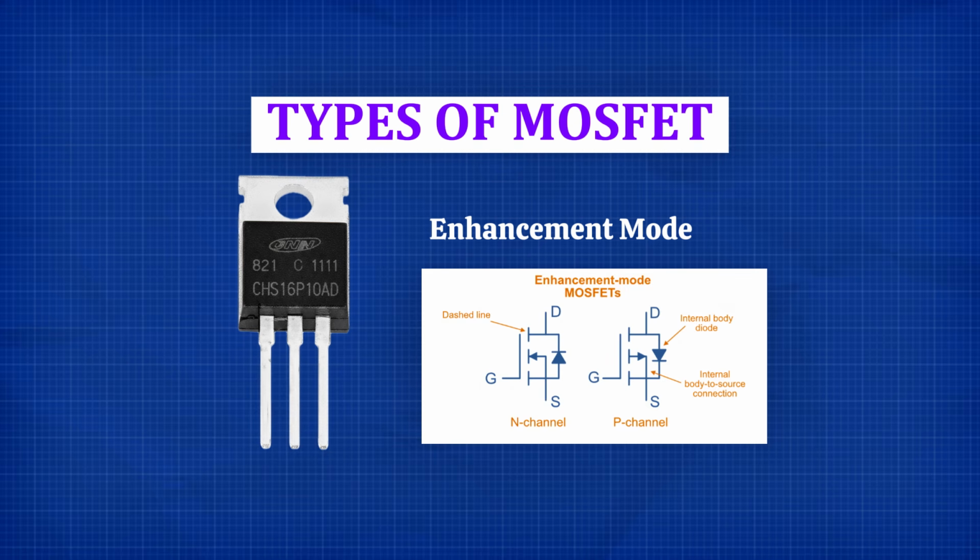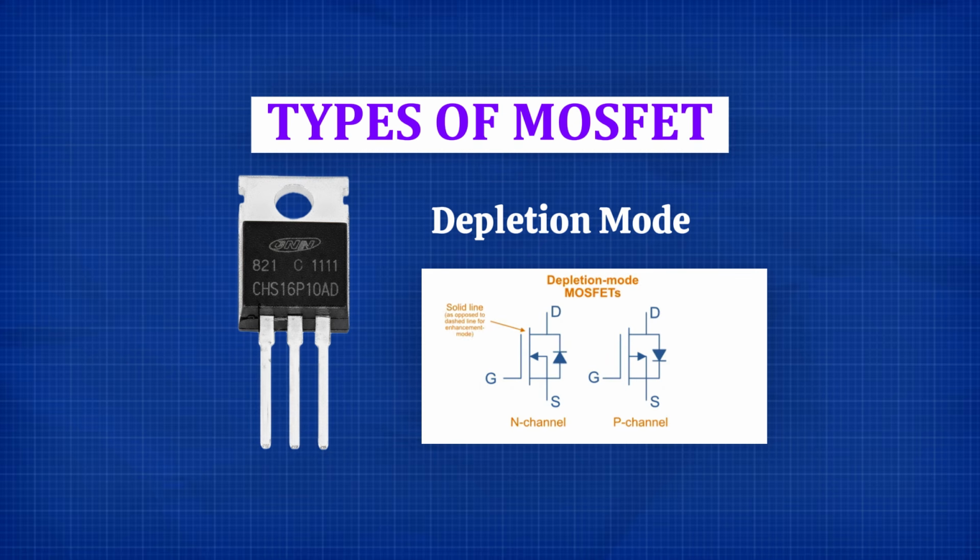Now the second one is depletion mode MOSFET. This one behaves differently. When there is no gate voltage, the device is already on. Current flows naturally. But when you apply voltage of the correct polarity, you reduce or deplete the channel conductivity and can turn it off. So enhancement mode starts off and turns on with voltage, while depletion mode starts on and turns off with voltage. That is the key difference.